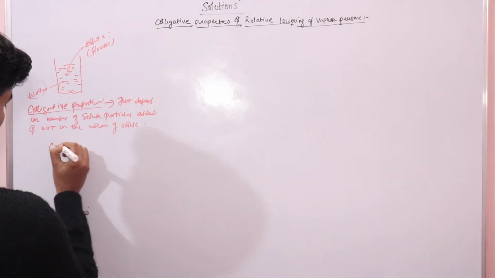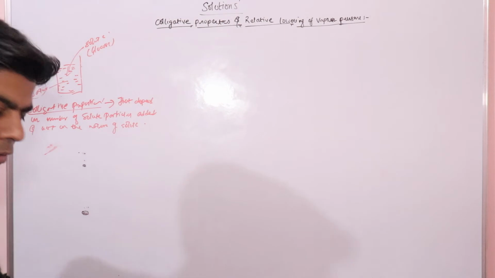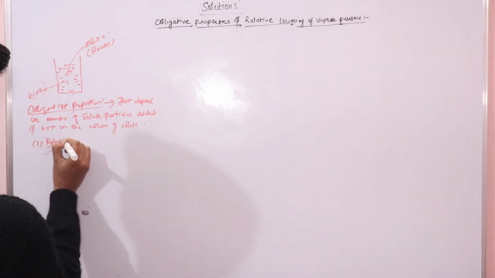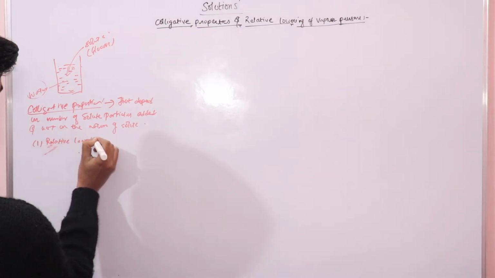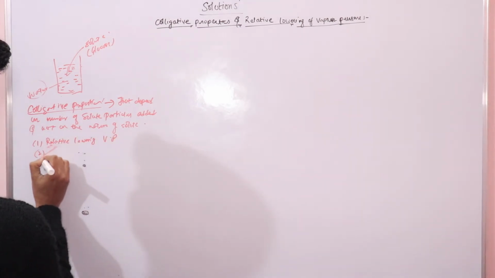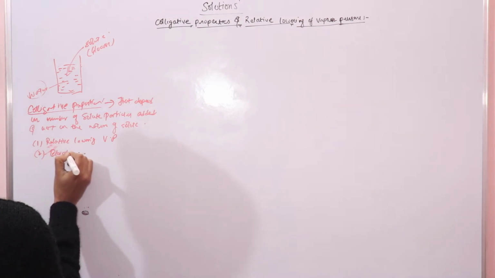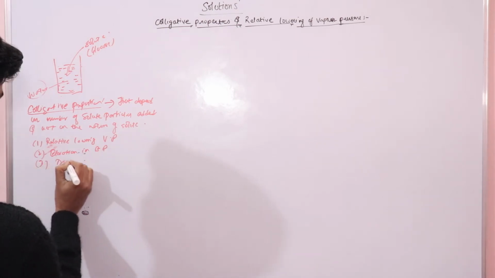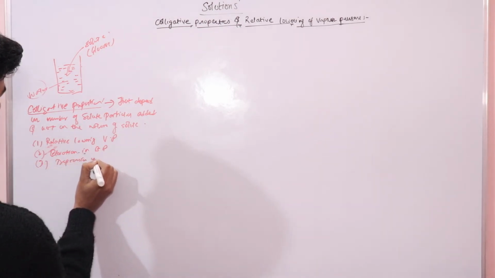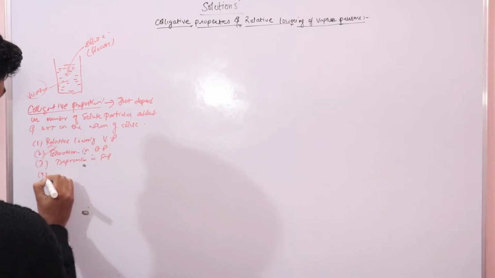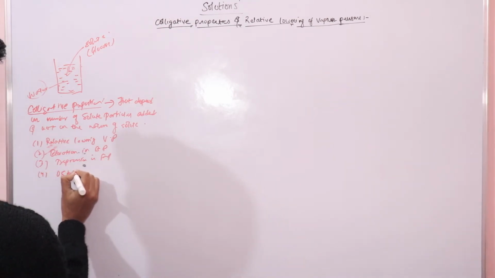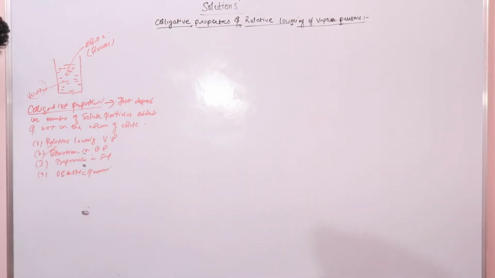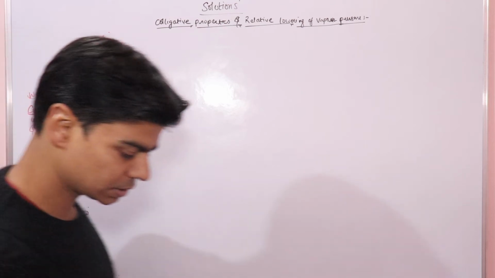We will be going through these colligative properties. The first one is relative lowering of vapor pressure. The second is elevation in boiling point. The third is depression in freezing point. The fourth is osmotic pressure. Now let's quickly and briefly understand what these are.